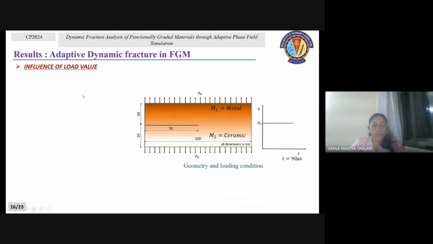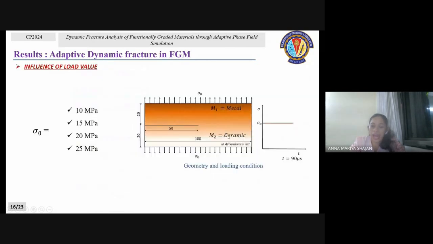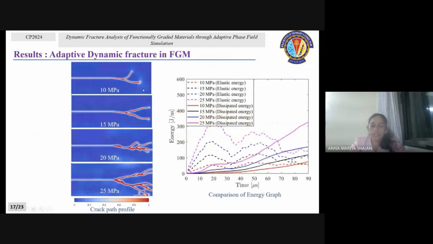Next, moving on to the influence of the load value, meaning what is the traction load? If it varies, what will happen? So it is varied from 10, 15, 20, and 25 megapascal. Here, if we check, we can see that with 10 megapascal there is a secondary branching, and at the bottom you have the ceramic. The ceramic has the lower fracture toughness, so more crack is going towards the ceramic area.